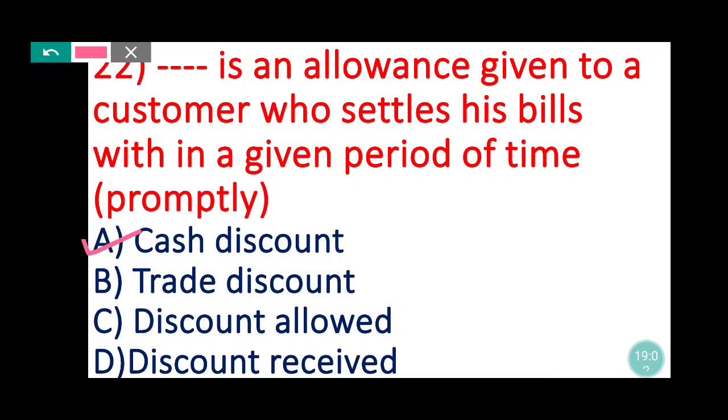And trade discount, it is a deduction in the price given to trade customers when they purchase goods. It is usually allowed to customers who buy large quantity of goods. So here the answer is cash discount. Whenever a customer pays promptly, to facilitate that quick or prompt payment, the discount given to them is known as cash discount.